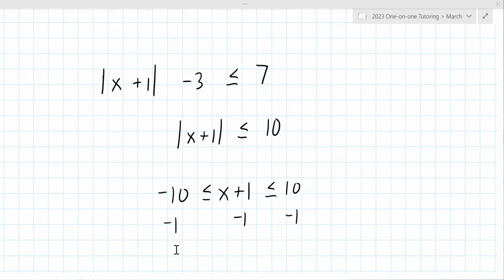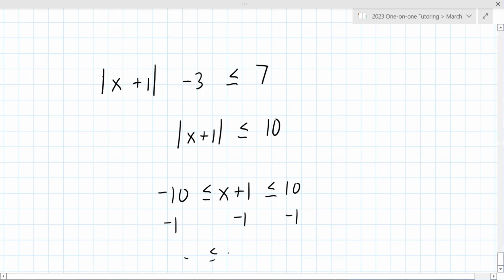So x is between -11 and 9. Yes. Very good.